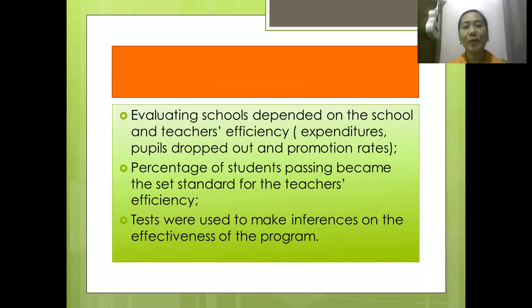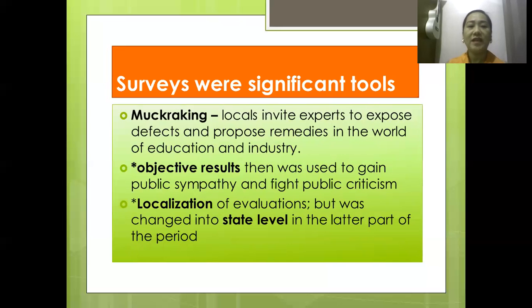At that point in time, evaluating schools depended on the school and teachers' efficiency. The expenditures of the school and the pupils' dropout and promotion rates were the basis on how to evaluate a school. The percentage of students passing became the set standard for teachers' efficiency. Tests were used to make inferences on the effectiveness of the program. Surveys were significant tools at that moment. They had the mock raking, where locals invite experts to expose defects and propose remedies in the world of education and industry.